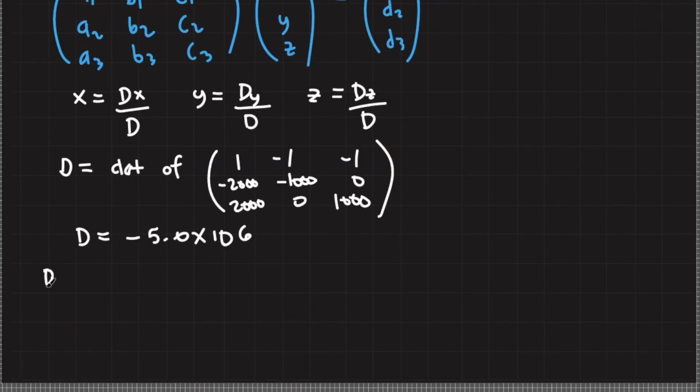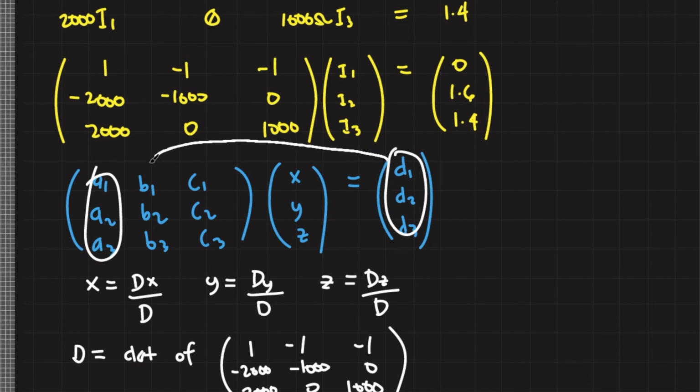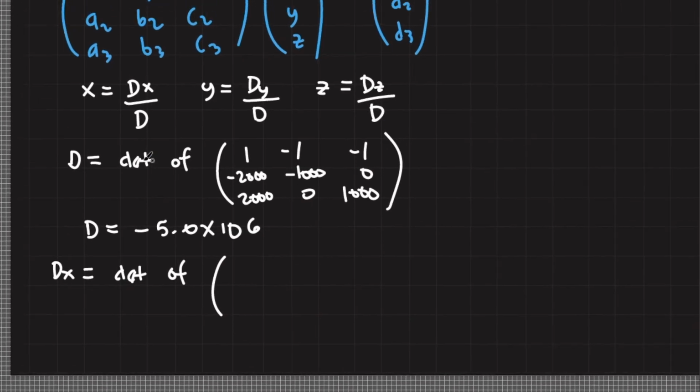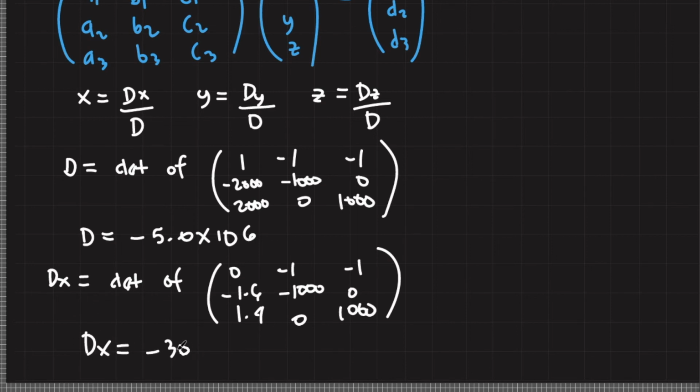Next, I'll calculate for d sub x. And d sub x is actually the determinant of this matrix, but I'm going to replace this column with this column. So I'll have a bunch of constants in the first column: 0, negative 1.6, 1.4, and I'll just copy this. So using the calculator, d sub x is equal to negative 3,000.